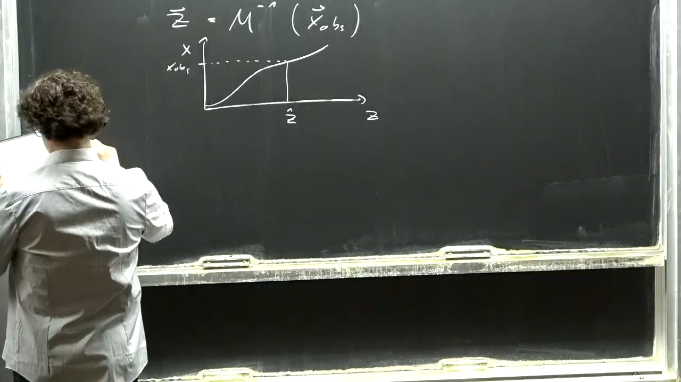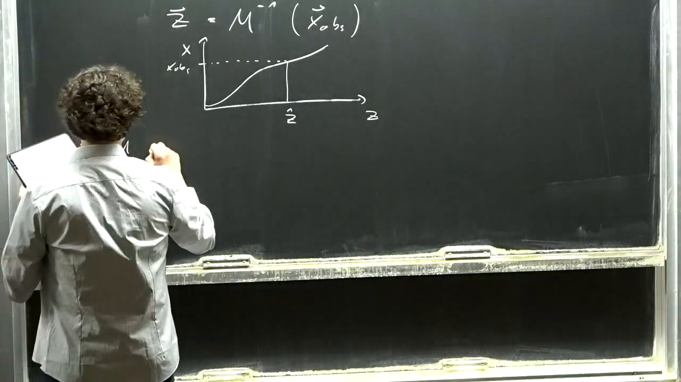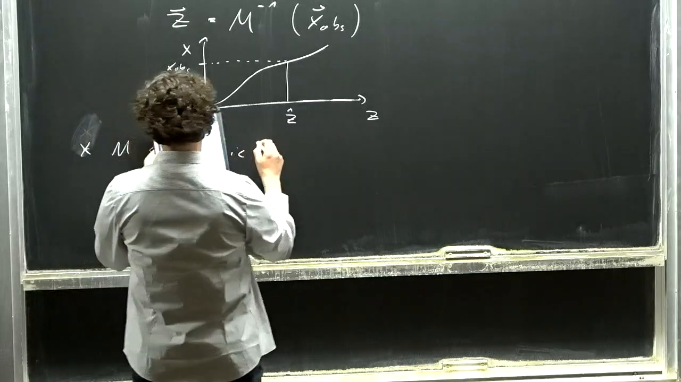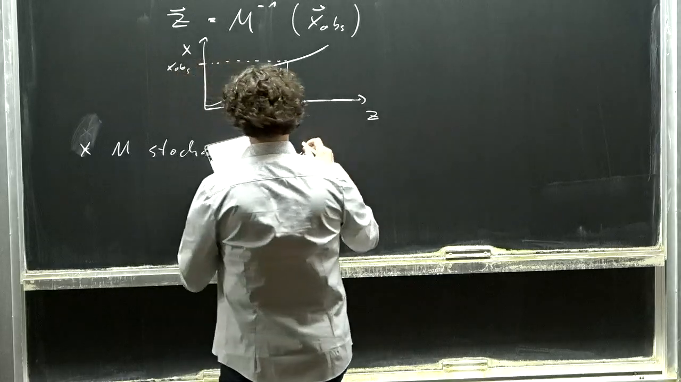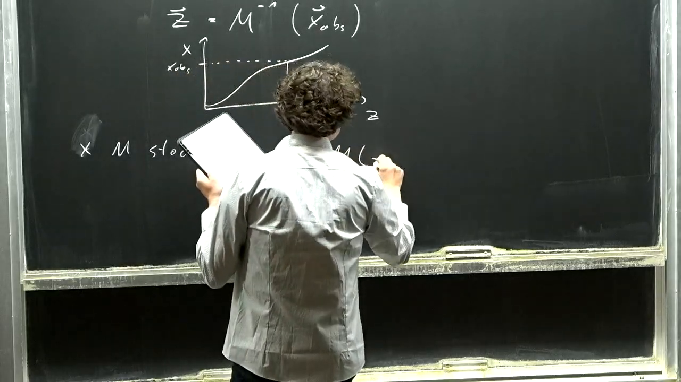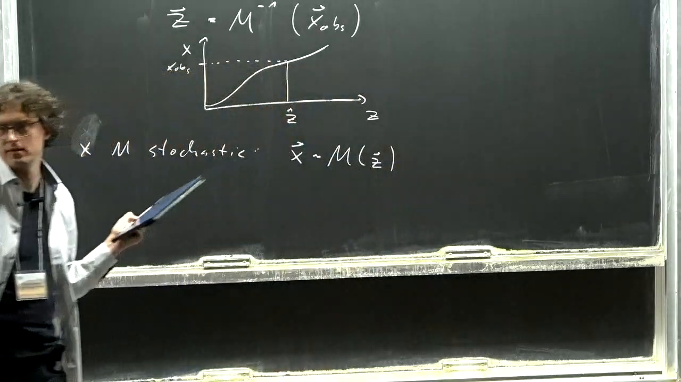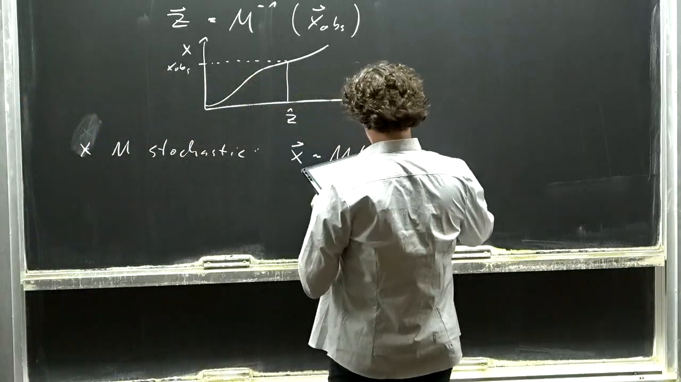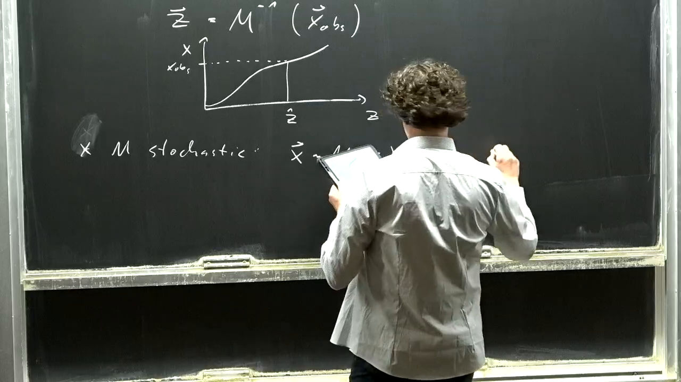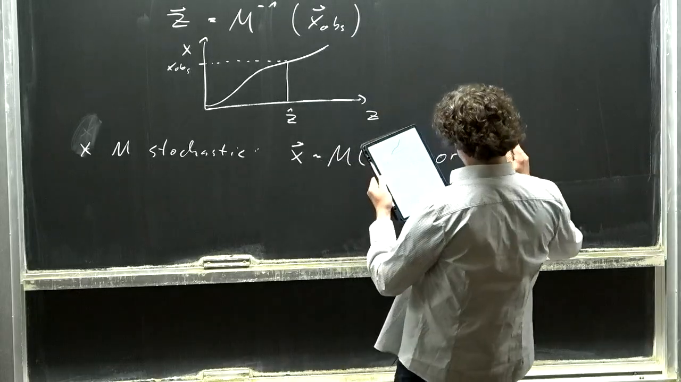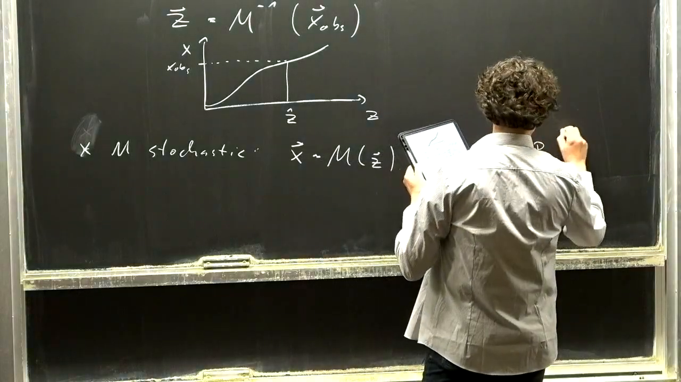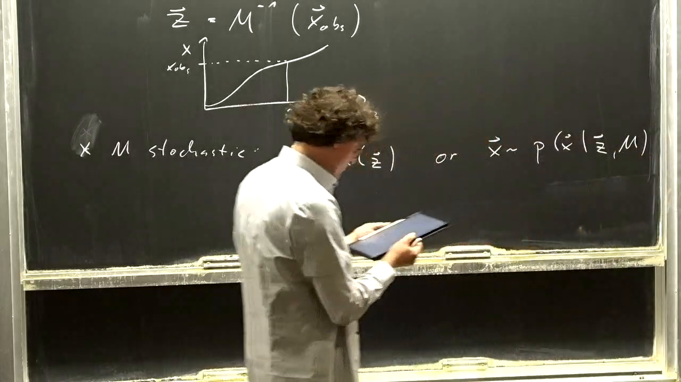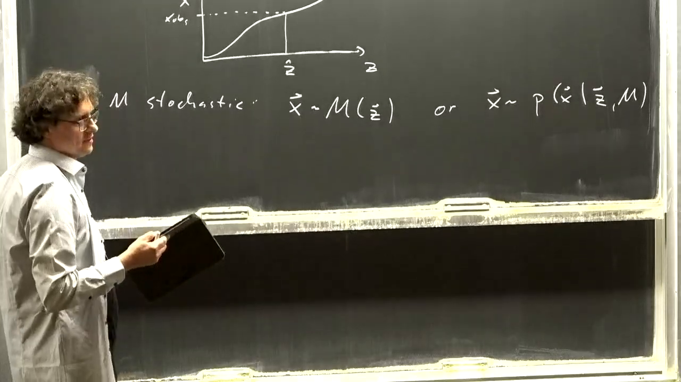So let me put this here. So in reality, we will have stochastic models, not the least because we have measurement noise, which means that typically we don't get, if we run our simulation model, one answer, but we get a whole series of answers, which are described by some probability distribution. So we can also write this as x drawn from some underlying distribution, which will depend on the model parameters in M. I will give some concrete examples in a second.